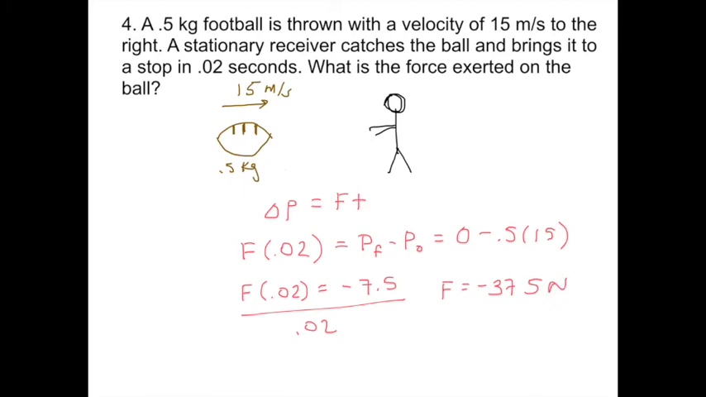And again, the negative sign just expresses the direction of the force. So this means that the force of the football player is going to the west, or in the opposite direction of the way the football was originally traveling.